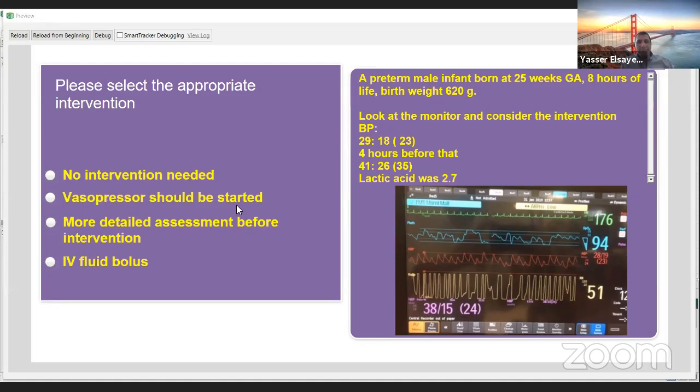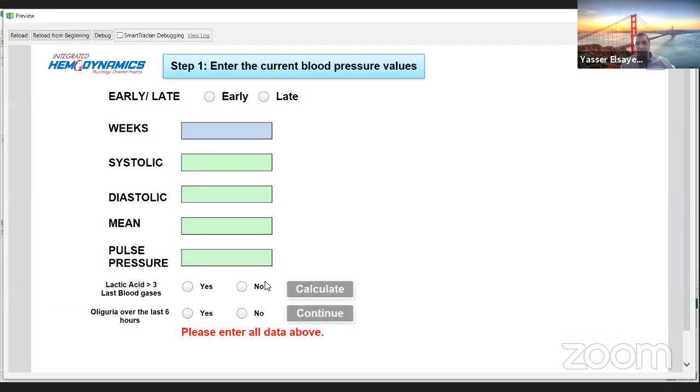Vasopressors should be started? There is no indication for vasopressor in this situation, and I will let you know why. More detail, for sure, we need more details. IV fluid? What's the evidence of volume loss here? We don't have evidence for volume loss to consider IV fluid. So consider option number 3. We need more details, and we need to analyze this case in more detail.